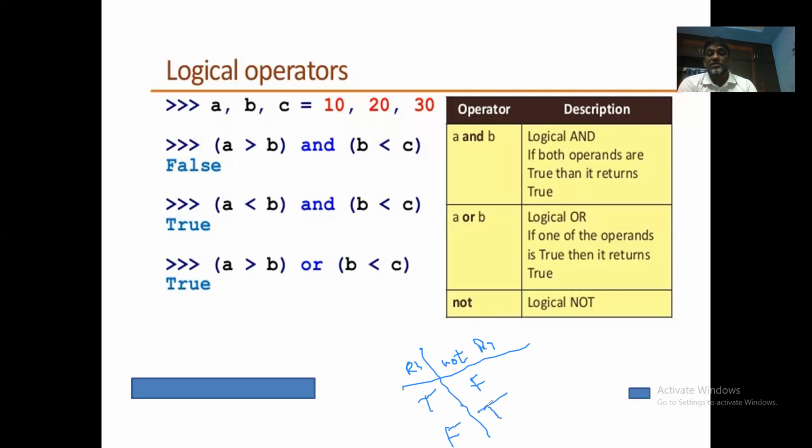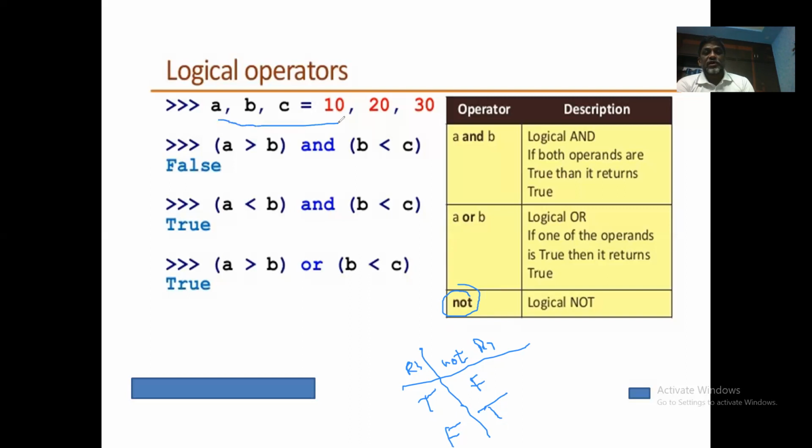It's a simple operation. If you want to negate the truth value of a particular relational expression, then use this logical not operation. And the symbol is not. Either you can write it as a capital letter NOT or a small letter not. It works fine. So look at this example now.